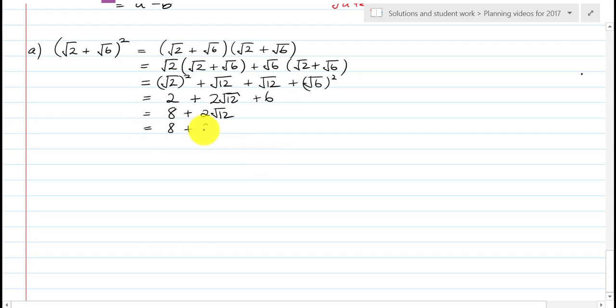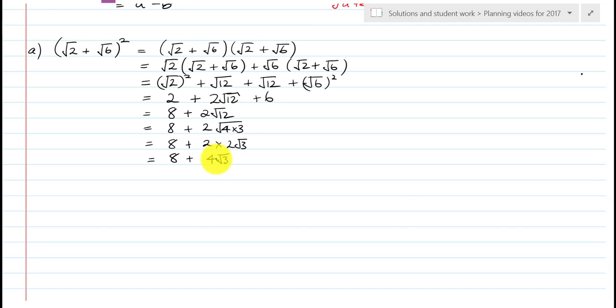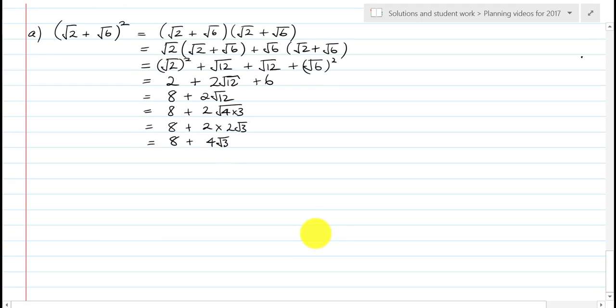8 plus 2 times root 4 times 3, which is 8 plus 2 times 2 root 3, which is 8 plus 4 root 3. That's quite a poorly written 4 there. There we go, 4 root 3. So I've done that simplifying. Every time I do a question in surds, I check to see if I can simplify the surd at the end, even if I haven't been asked. Just do it.